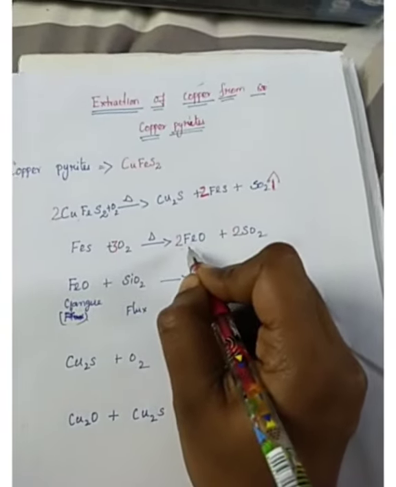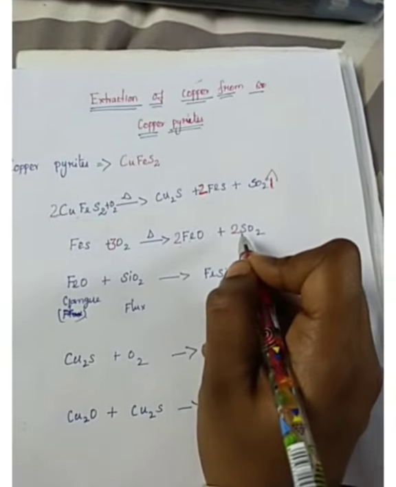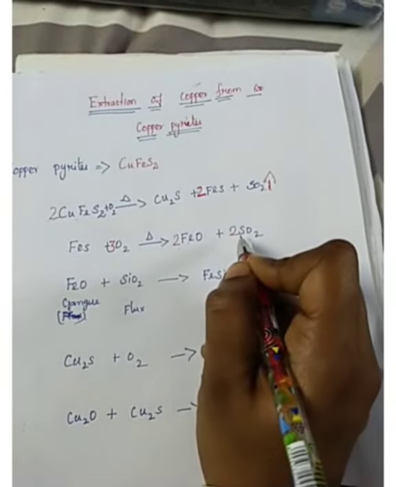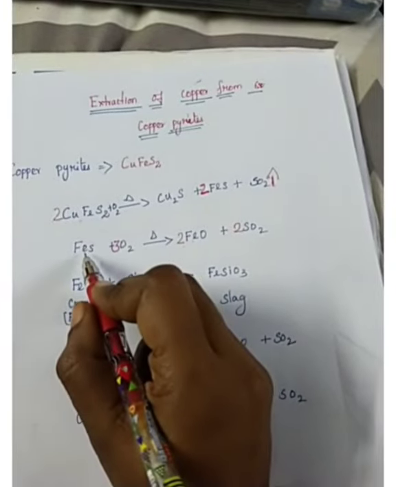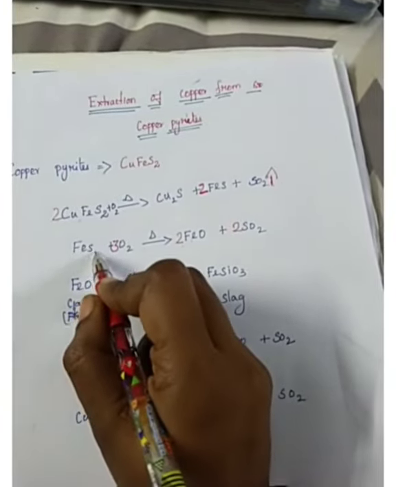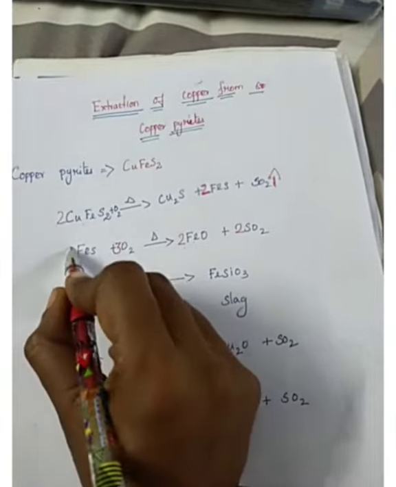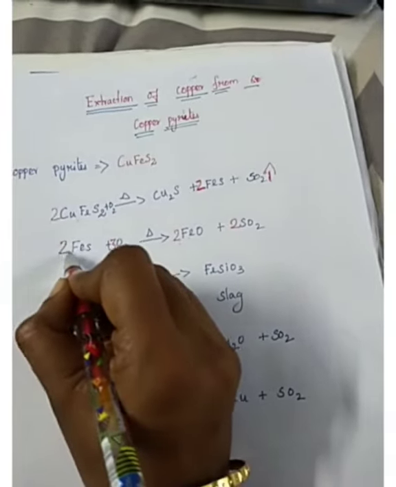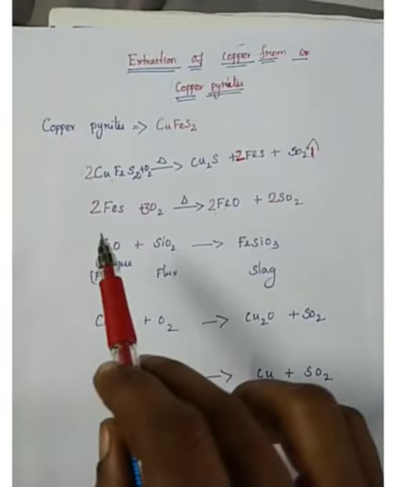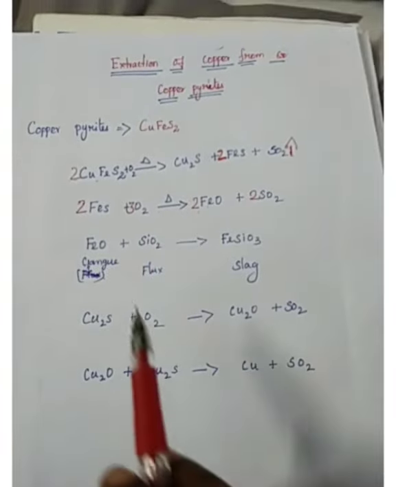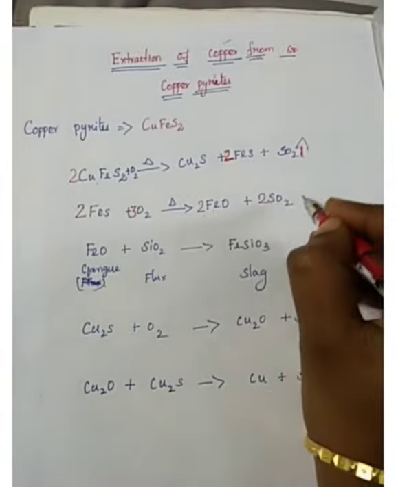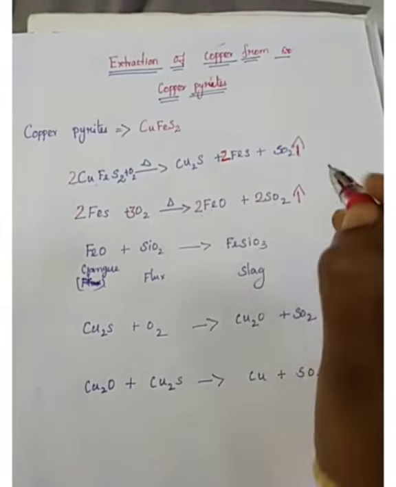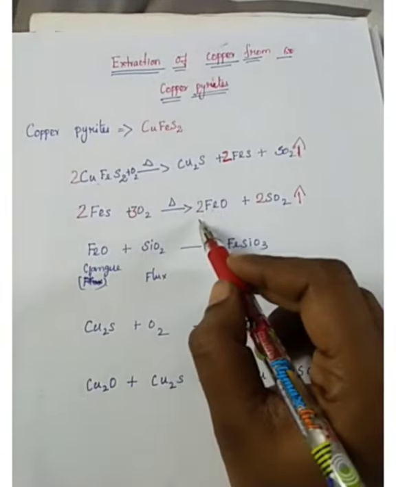How much iron is present on the right hand side? 2. On the left, how much S is present? 2. So Fe and S are present on the left hand side in FeS. So in front of FeS I am going to give 2. Now this equation is also balanced. We have to remove this SO2, already removed as a vapor. Remaining is FeO.